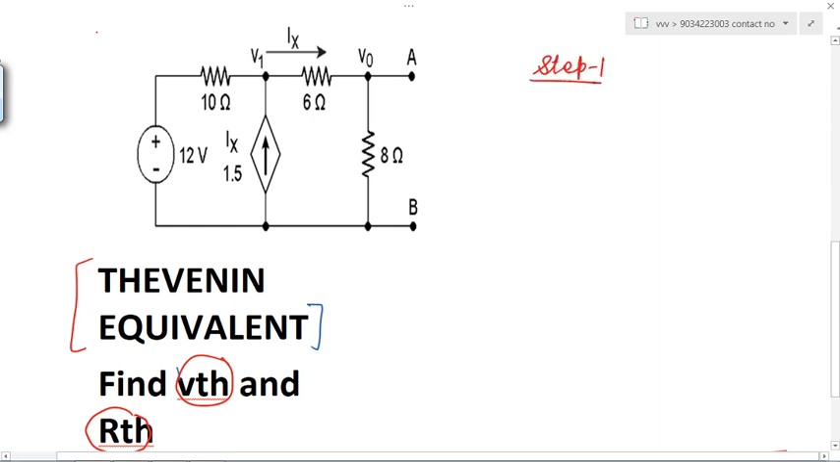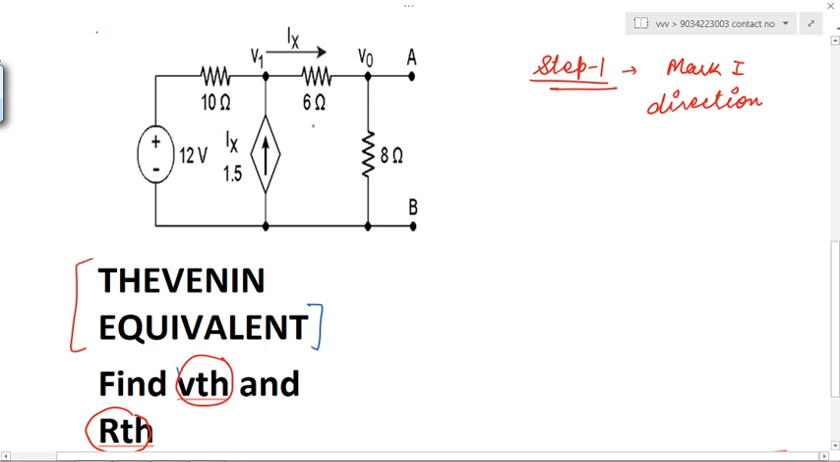Okay, step number 1 is mark current direction. You need to mark current direction. If you have not seen my previous video of KVL, then you can see this. Okay, now first step is to mark the current direction.